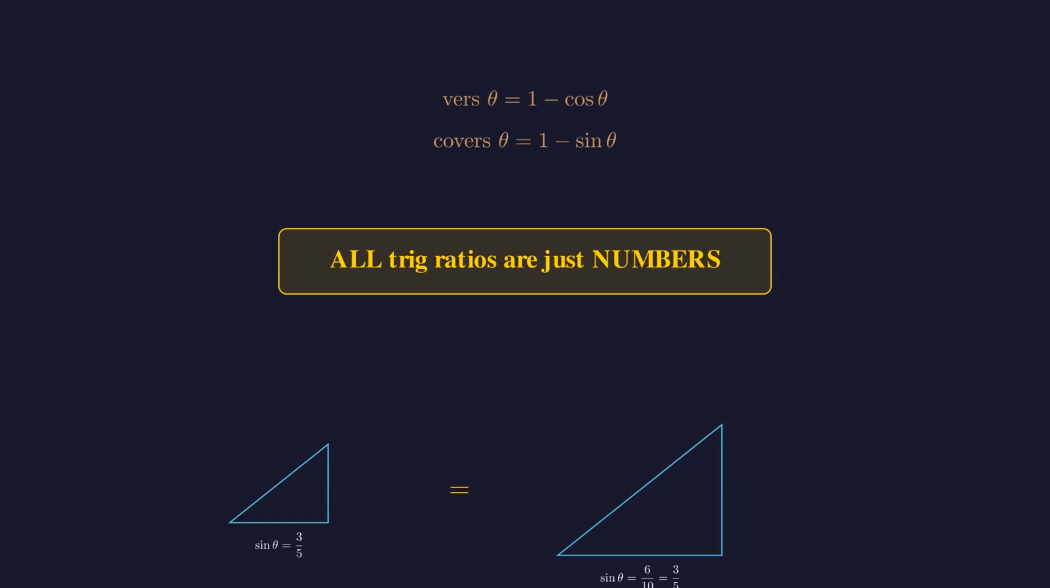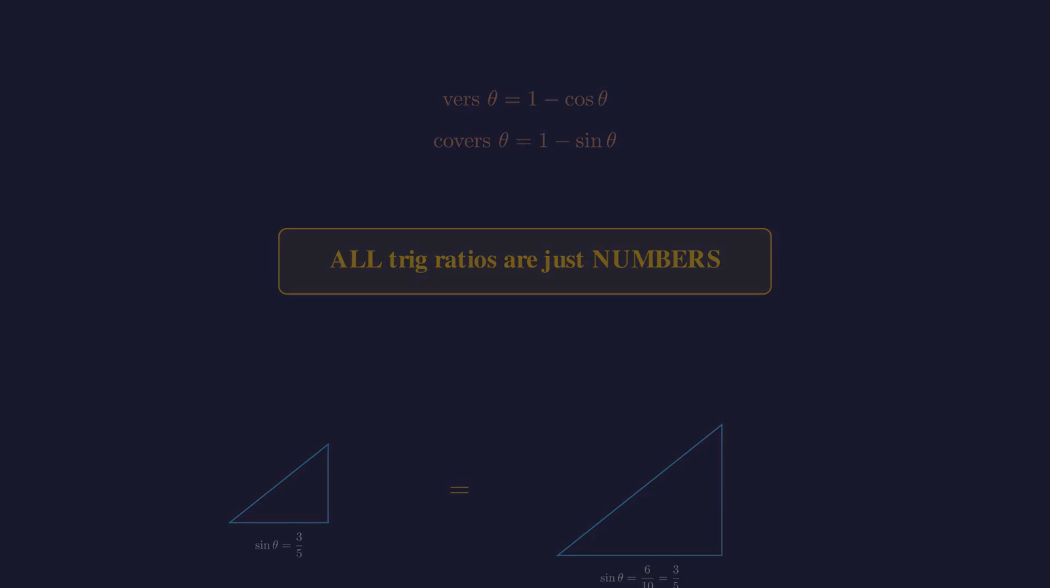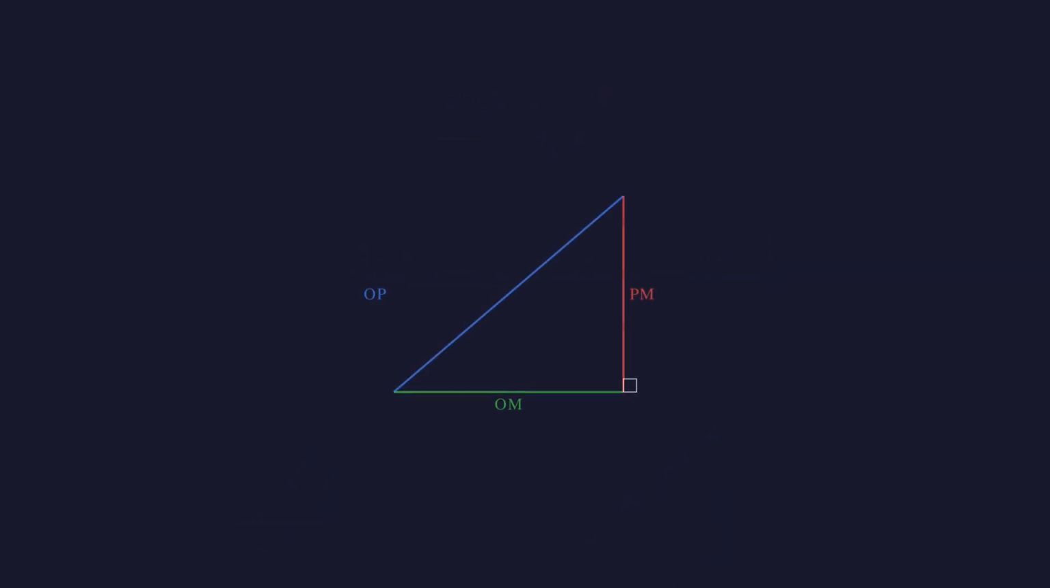And here's the crucial thing. Every one of these ratios is just a number, not a length, not an angle. A pure ratio that stays the same no matter how big the triangle is. Now this is where it gets beautiful.